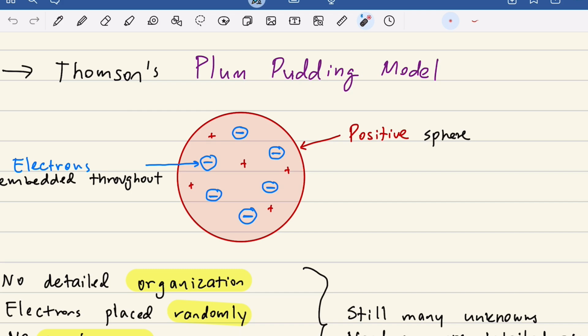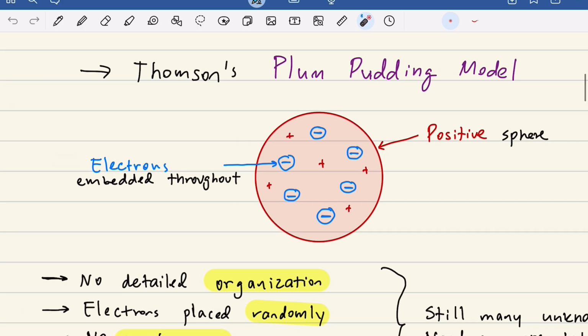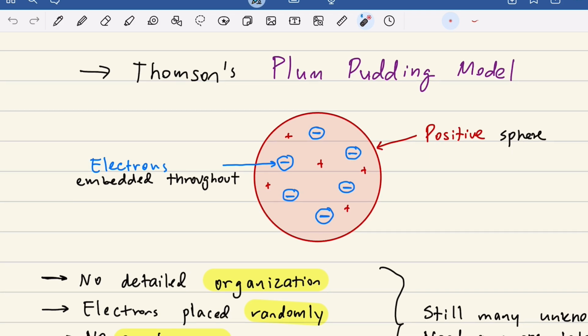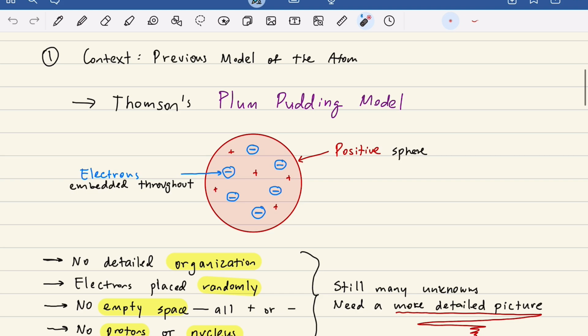They did have something similar to the electron though, based on some of Thomson's cathode ray experiments. They thought there were negative charges, which they called corpuscles, that were embedded like pieces of plum throughout the pudding or the atom. But beyond that, they didn't really have any ideas on any more detailed level of organization.